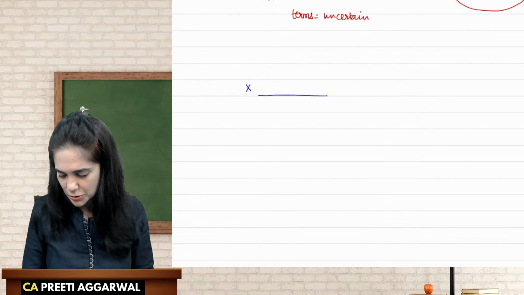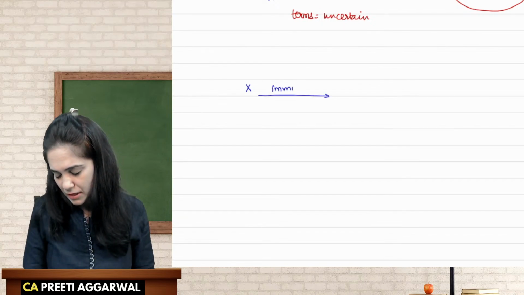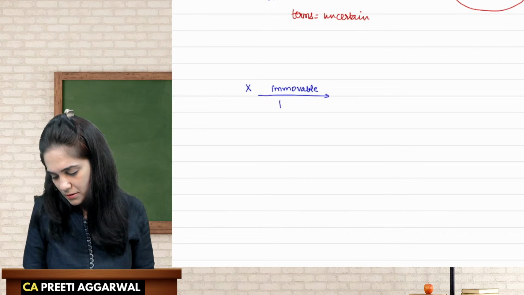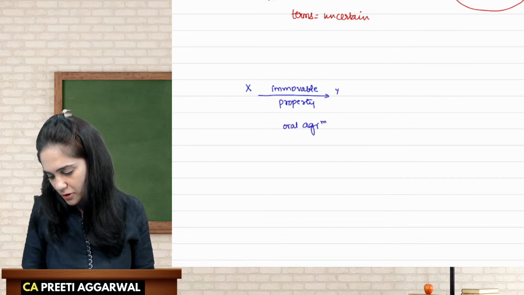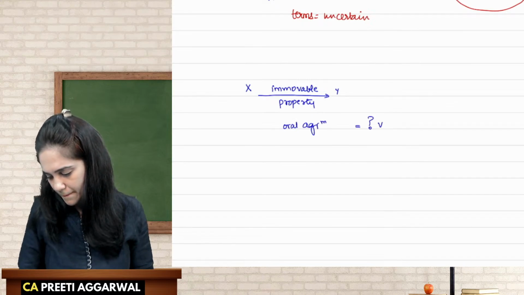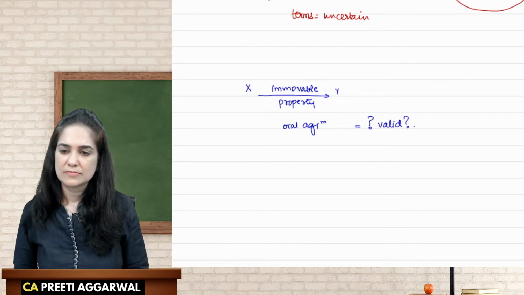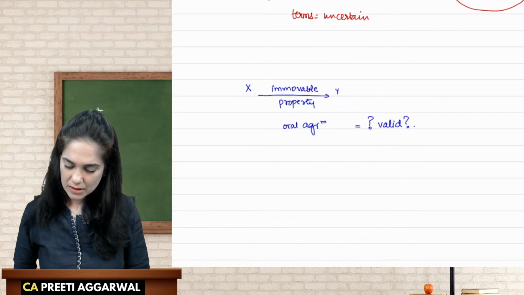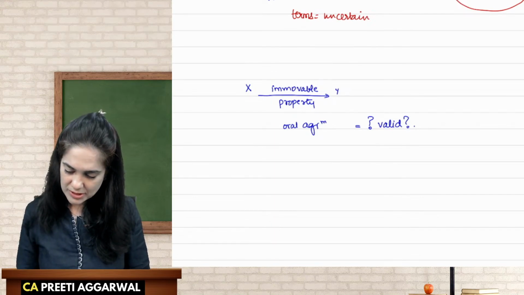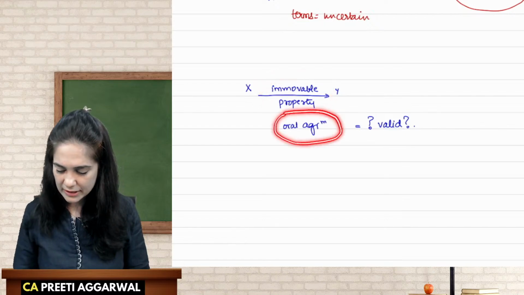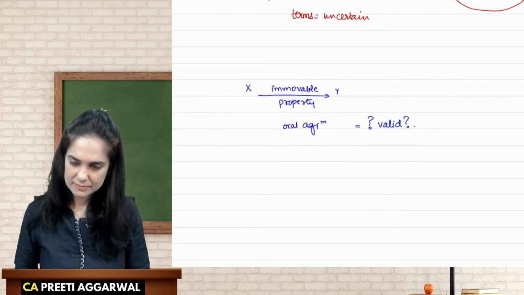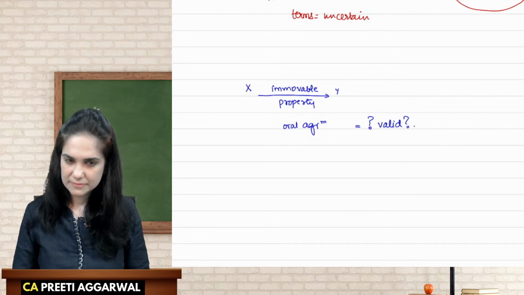X wants to sell an immovable property to Y. He makes an oral agreement. Is this a valid contract? X offers to sell an immovable property to Y through an oral agreement. Is it valid?